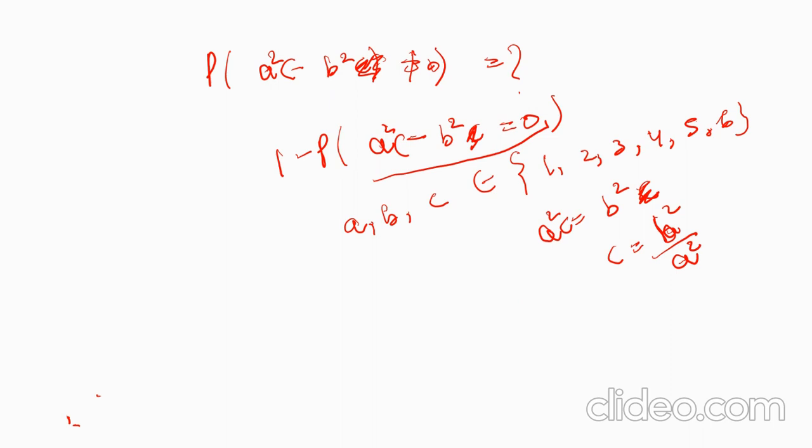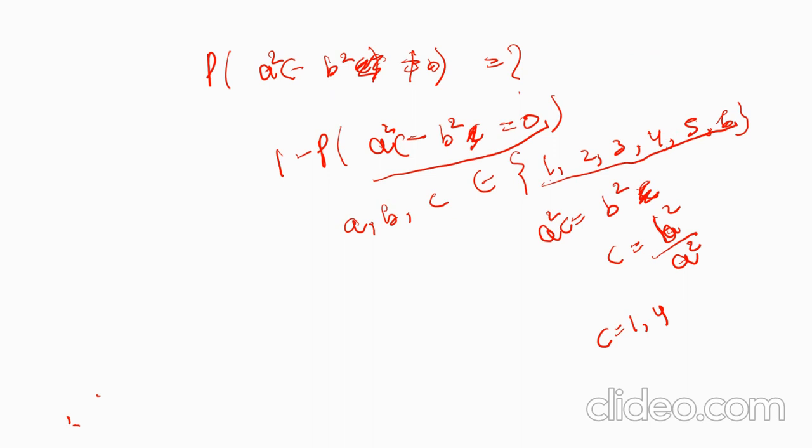Now, since C is from 1, 2, 3, 4, 5, 6, C can be either 1 or 4. C cannot be 2 because B by A will never be equal to root 2. B by A will never be equal to root 3 or root 5 or root 6. Because B and A belong to these numbers, B by A can be like 1 or 2.